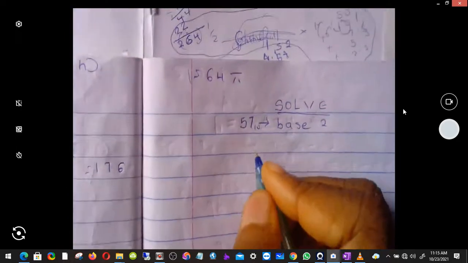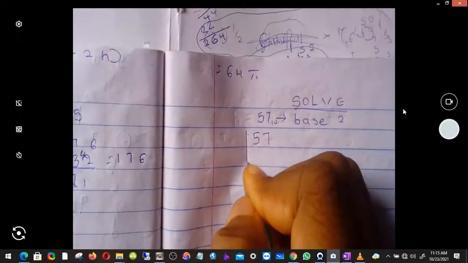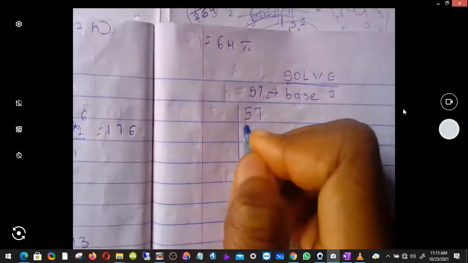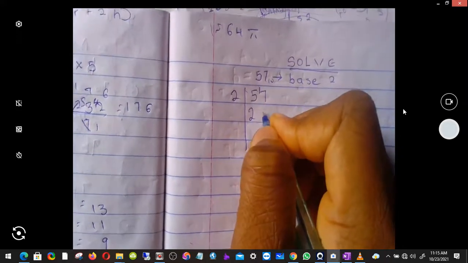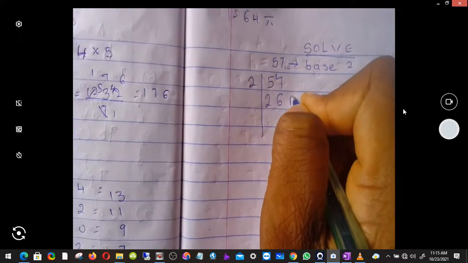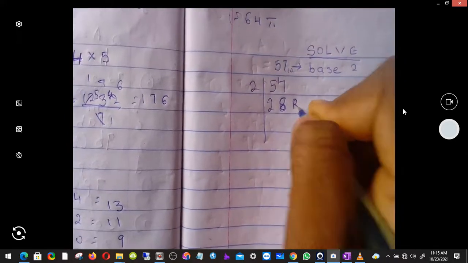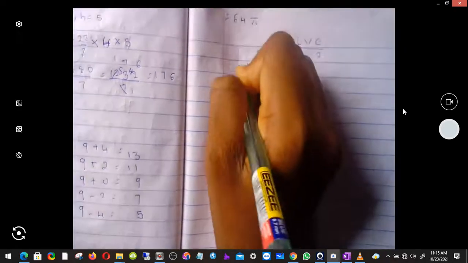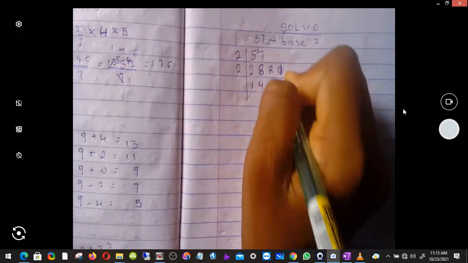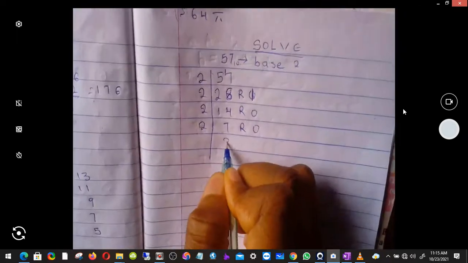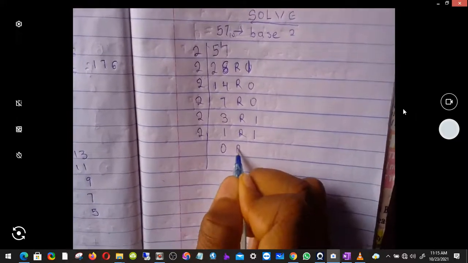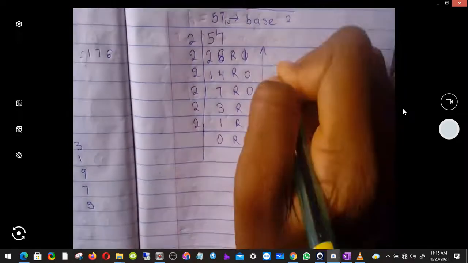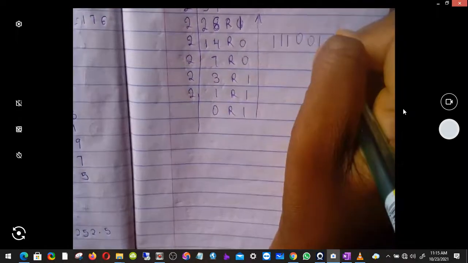Okay, so which number are we taking to base 2 here? 57 to base 2. 57, okay, everybody. When we are changing to base 2, we divide by 2 all through. So 2 goes into 57, gives us 28 remainder 1. 2 into 28, 14 remainder 0. 2 into 14 gives us 7 remainder 0. 2 into 7 gives us 3 remainder 1. 2 into 3 gives us 1 remainder 1. And 2 into 1 gives us 0 remainder 1. Then we write our line up. That gives us 1, 1, 1, 0, 0, 1 in base 2.